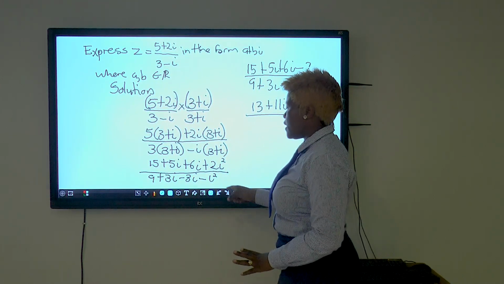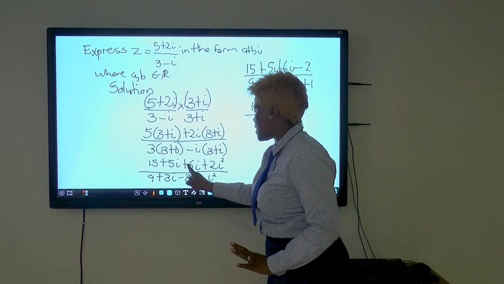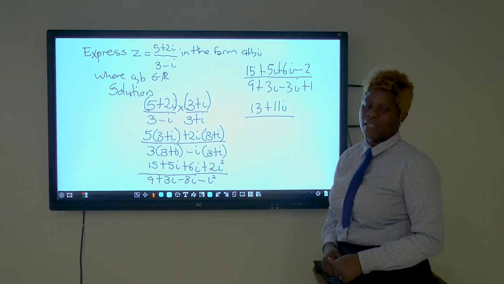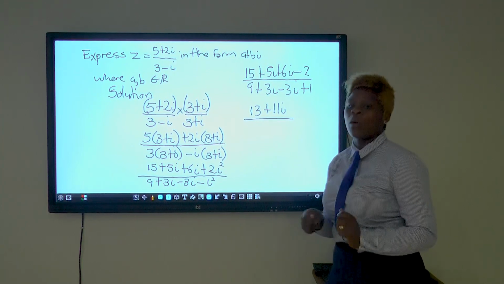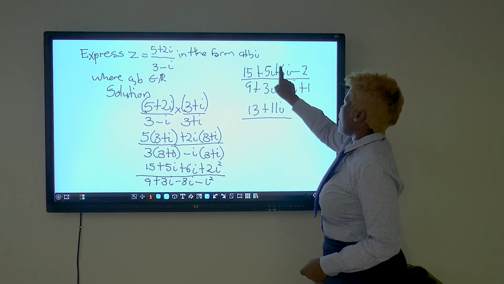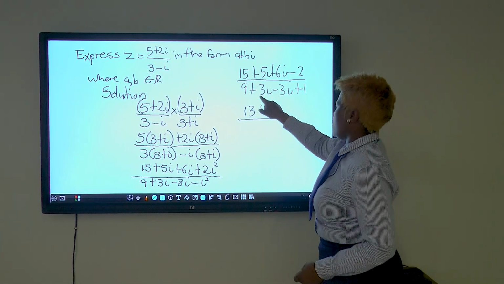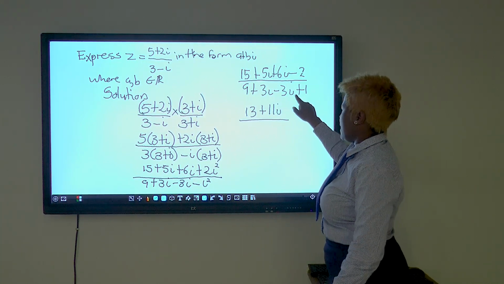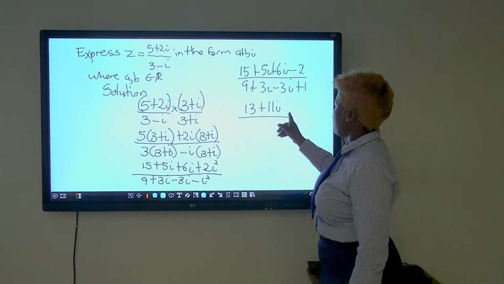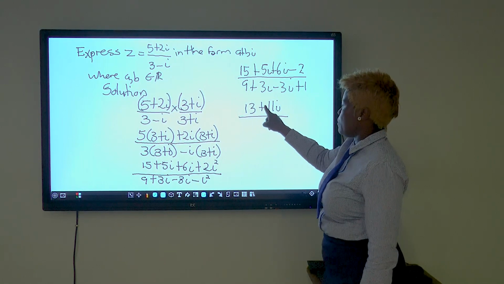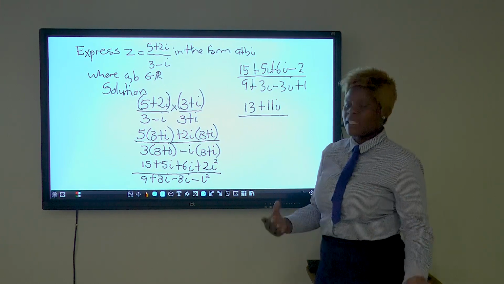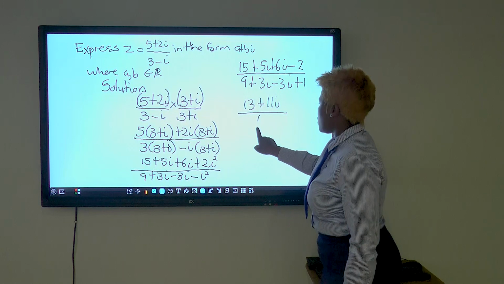Okay, we expand the brackets on the numerator and we get 15 plus 5i plus 6i plus 2i squared. Then on the denominator we have 9 plus 3i minus 3i minus i squared. It is believed that i squared is equal to minus 1. So where there is an i squared, we replace it with minus 1. So we have 15 plus 5i plus 6i minus 2, and on the denominator 9 plus 3i minus 3i plus 1. We group like terms and simplify. On the numerator we have 13 plus 11i. On the denominator the plus 3i minus 3i gives us 0, and we have 9 plus 1, which is 10.